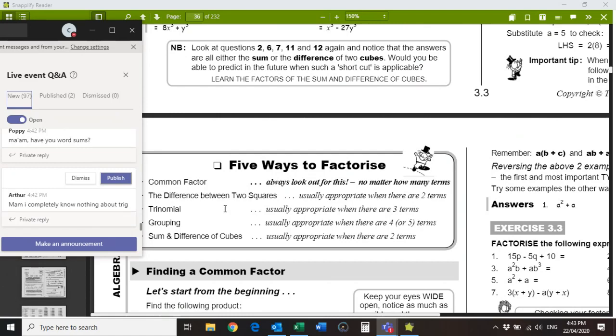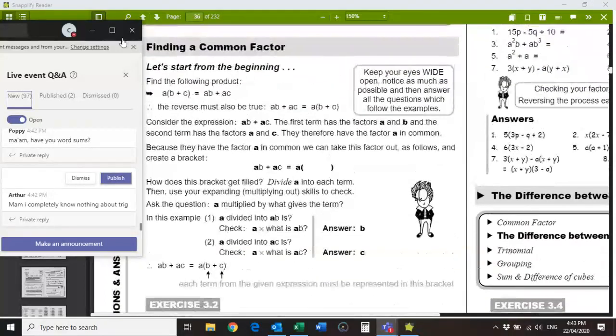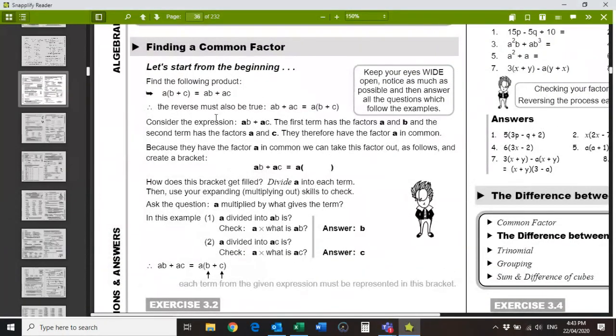Okay. So let's quickly, in the last 2 minutes, look at this exercise, finding a common factor, before I leave you. Let's start from the beginning. We have A(B plus C) is equal to AB plus AC. Can you see that the A here is my common factor? The reverse is also true: if we have AB and AC, it is A times (B plus C), because A is the common factor. There's an A in both terms.